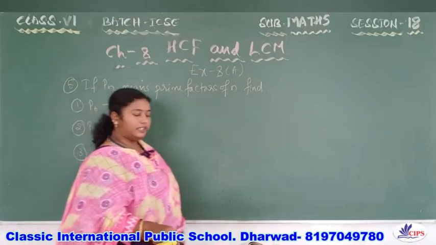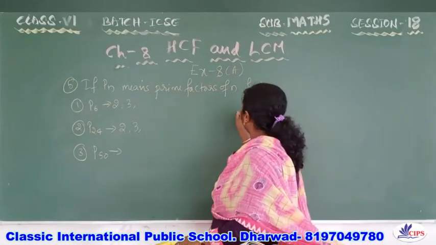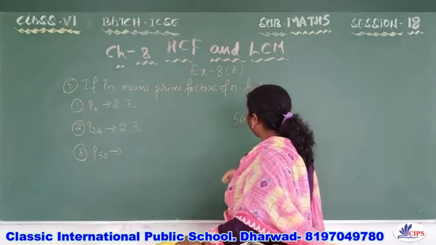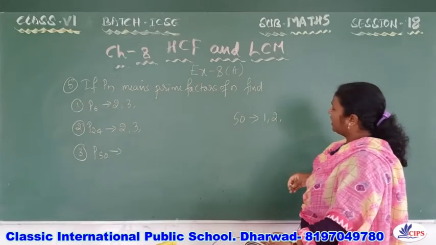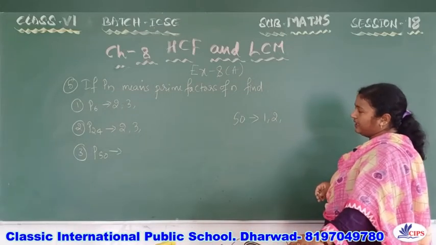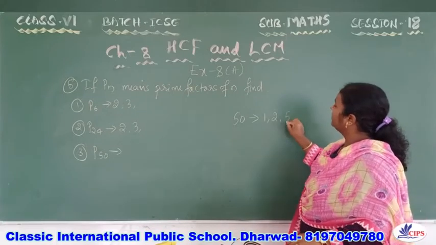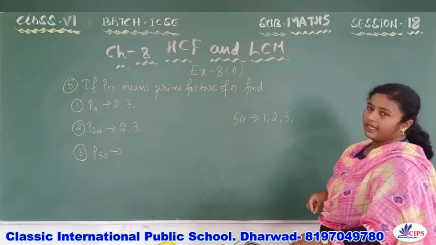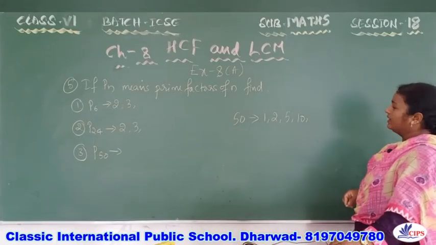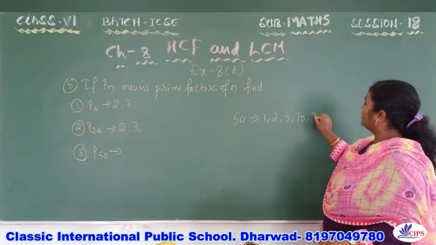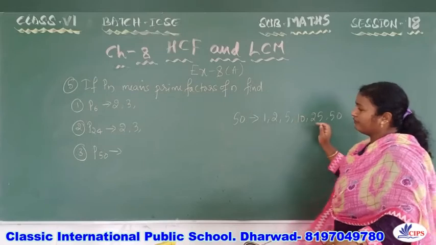Question number 3 is P50. So you have to write the factors of 50, and among them the prime factors of 50. So I will write the factors of 50 here side by side. This is 1, 2, then 3, it is not going to divide 50 completely. 4, no, then 5, 6, 7, 8, 9, 10. 10 is a factor of 50. 11, 12, 13, directly it is 25 and then 50. These are the factors of 50.